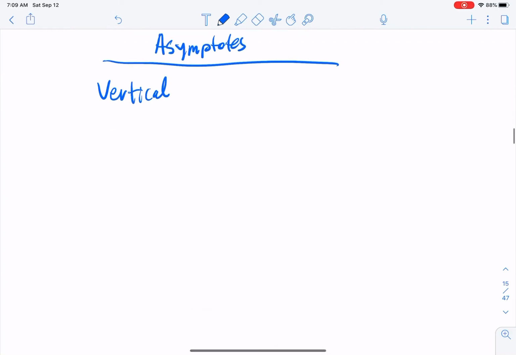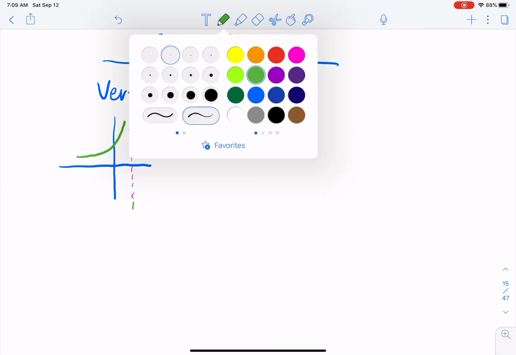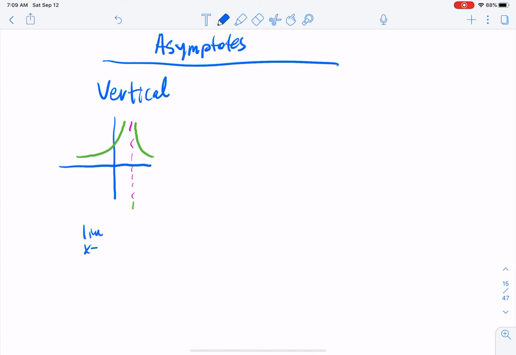So let's look at a graph first. Let's get some colors in here, and then maybe have something like this. And this is an x value at that vertical asymptote. We could say that maybe it's the number 1. And I would write something like the limit as x approaches 1 of f of x is equal to infinity. This is not a limit at infinity, but it is an infinite limit because it increases without bound, and it's referring specifically to a vertical asymptote.